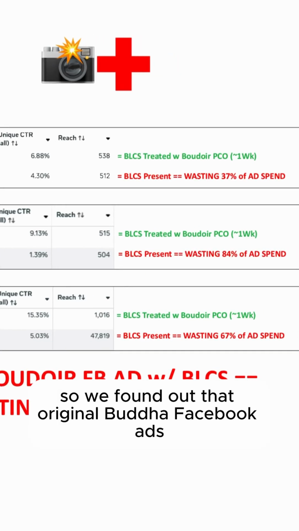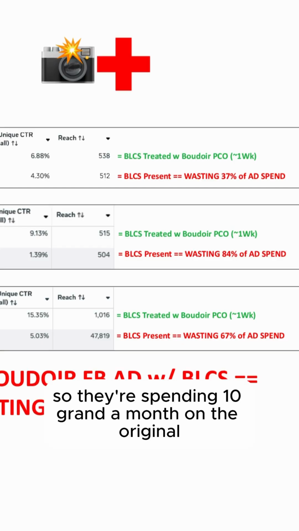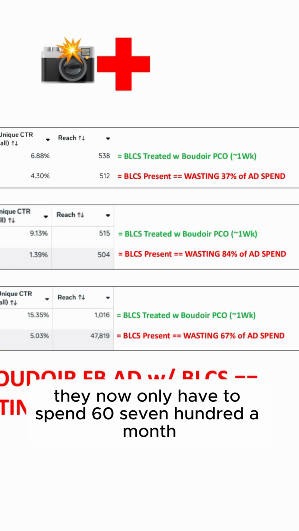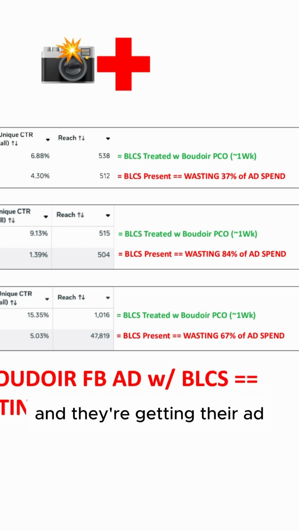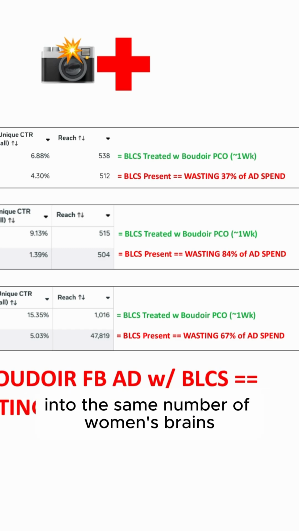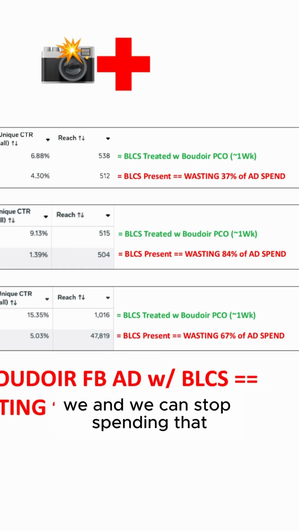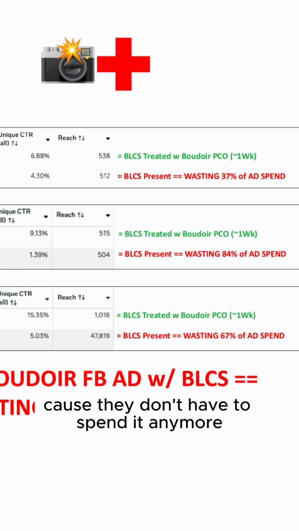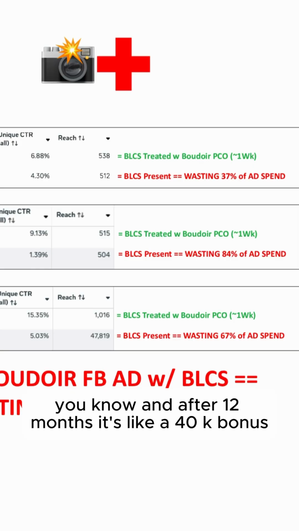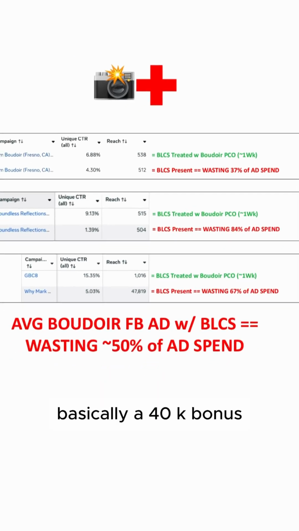So we found out that original Boudoir Facebook ad was wasting 37% of ad spend. So they're spending 10 grand a month on the original. They now only have to spend 6,300 a month on the Boudoir Pico treated ad, and they're getting their ad into the same number of women's brains in both cases. So at 3,700 bucks a month, wasted. We can stop spending that, and that's kind of a bonus back in the business owner's pocket because they don't have to spend it anymore. And after 12 months, that's like a 40K bonus. So a $3,700 bonus every single month, basically a 40K bonus.